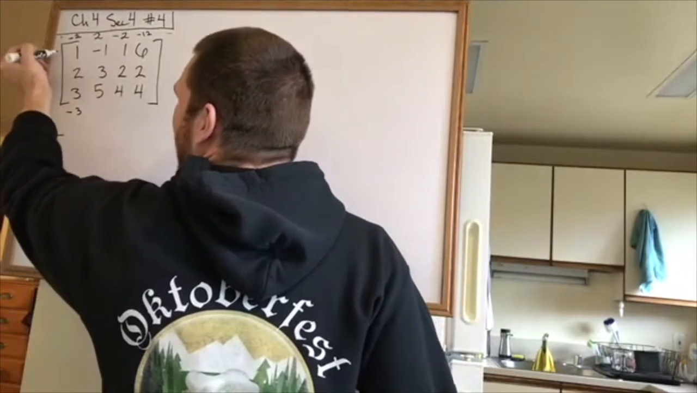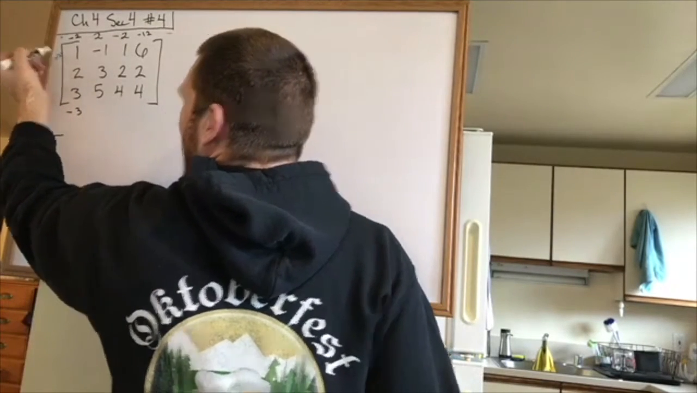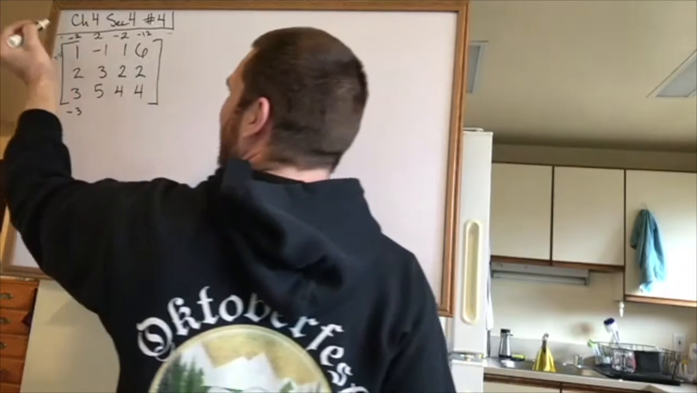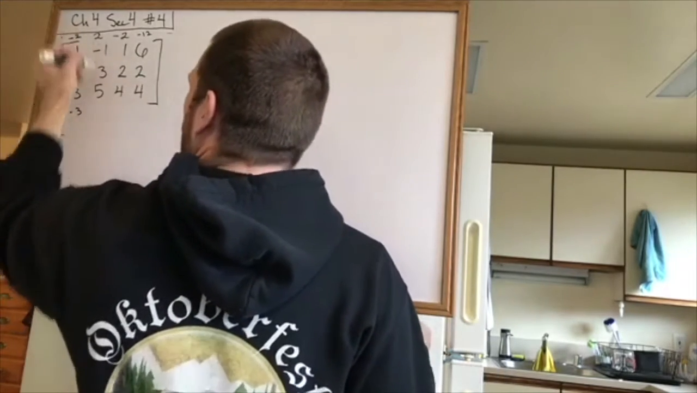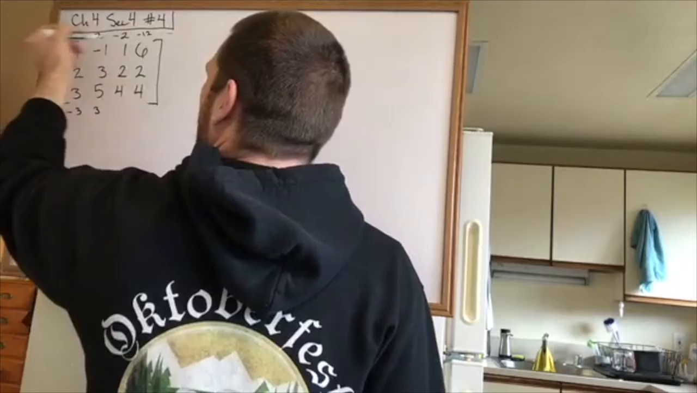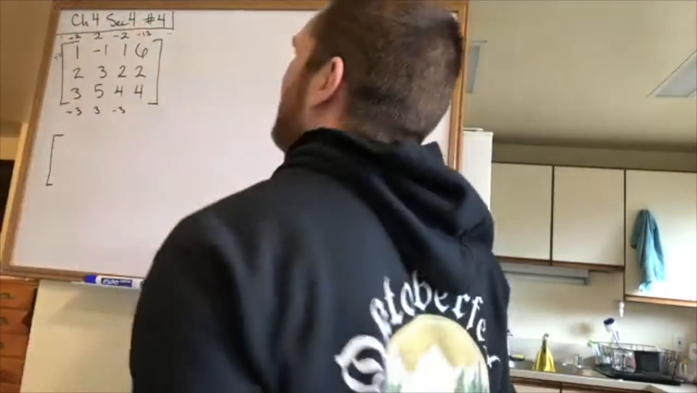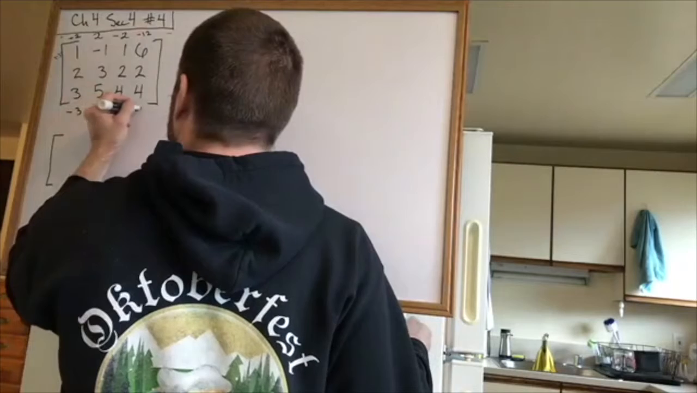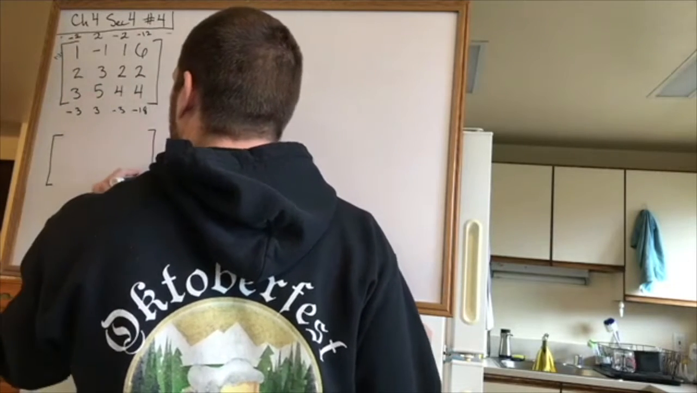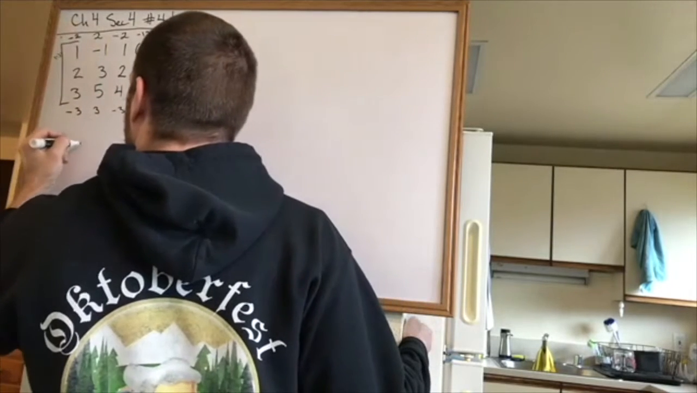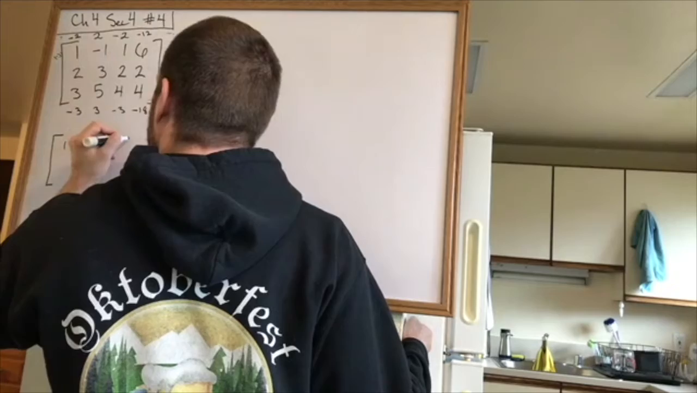So we're going to say -3 times that row gives me -3. -3 times -1 is +3. -3 times 1 is -3. -3 times 6 is -18. Now, the row that's not changing is the first row. -1, 1, -1, 1, 6.